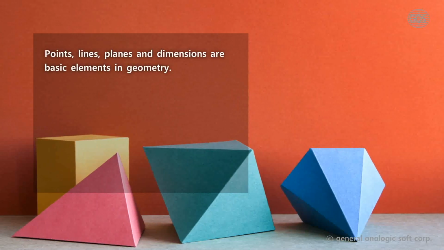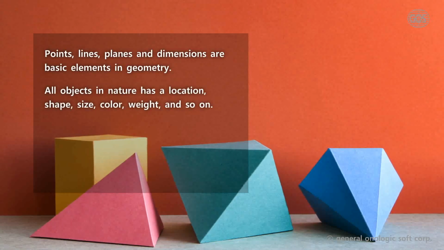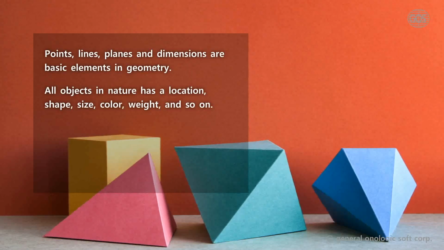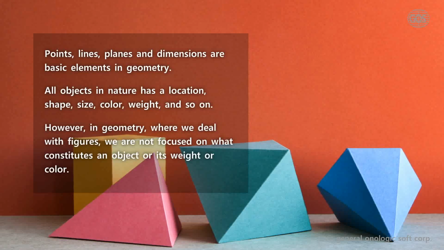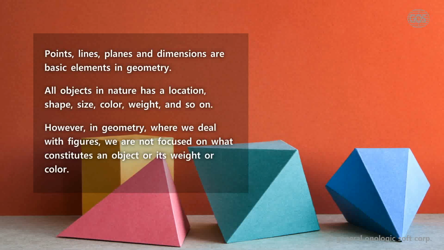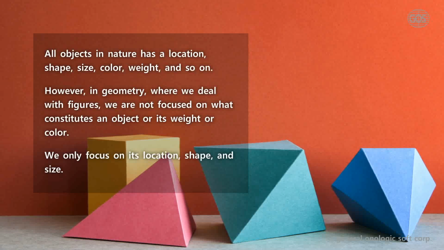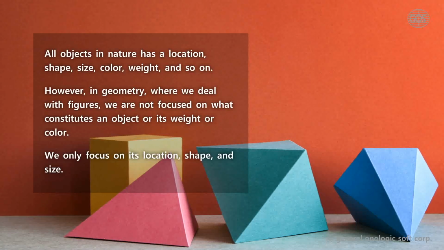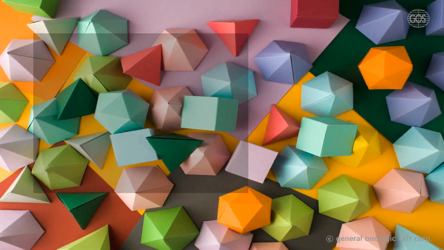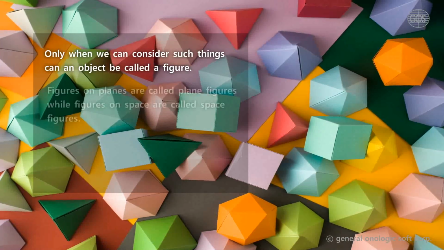Points, lines, planes, and dimensions are basic elements in geometry. All objects in nature have a location, shape, size, color, weight, and so on. However, in geometry, where we deal with figures, we are not focused on what constitutes an object or its weight or color. We only focus on its location, shape, and size. Only when we can consider such things can an object be called a figure.